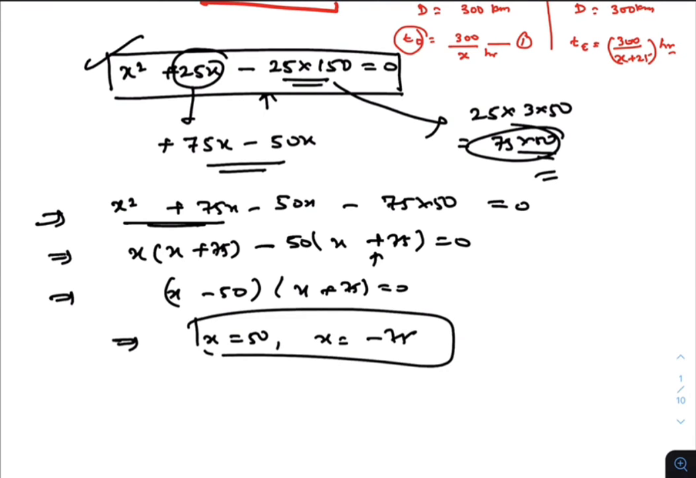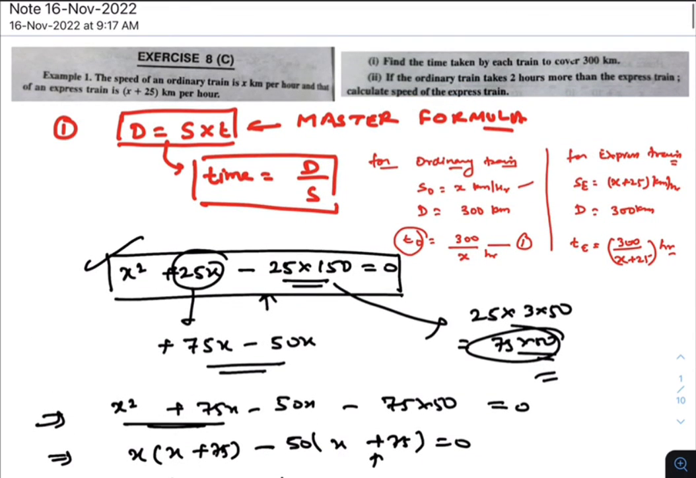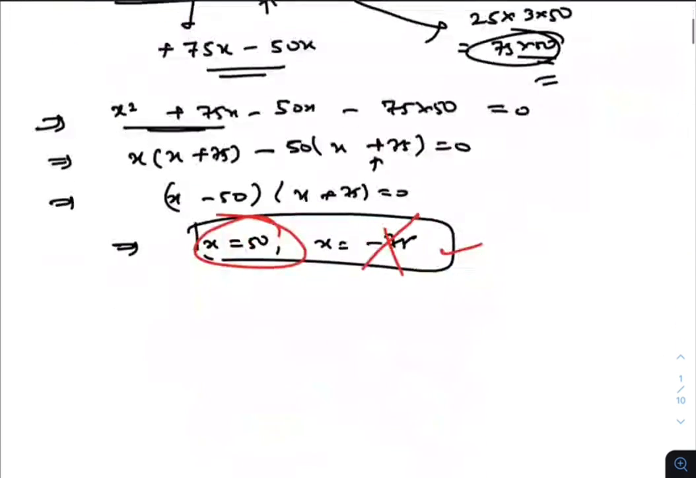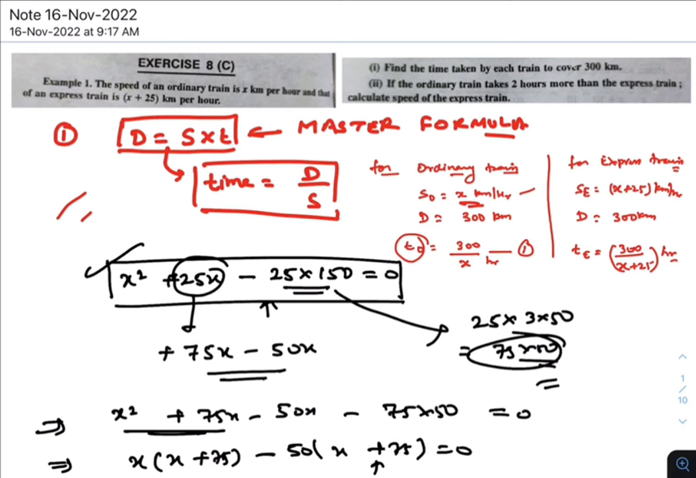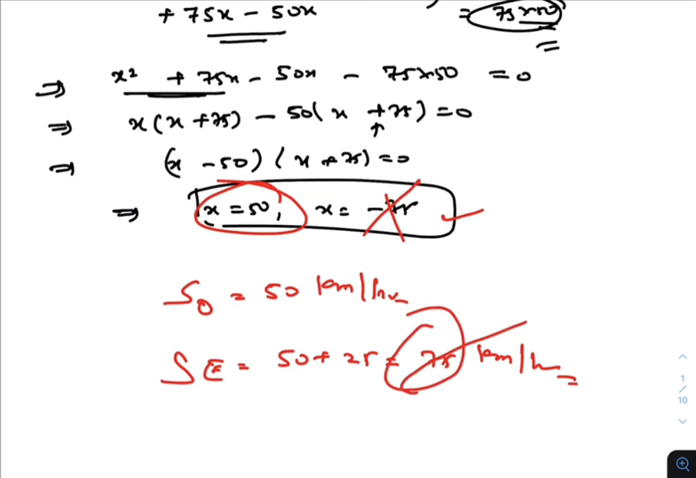As we know, x equal to minus 75 is not possible, because speed cannot be negative. So neglecting the negative value of x, we get x is equal to 50. From here we get the speed of the ordinary train as 50 km per hour, and the speed of the express train will be 50 plus 25. Here the question asks us to calculate the speed of the express train. Then the speed of the express train will be 75 km per hour.